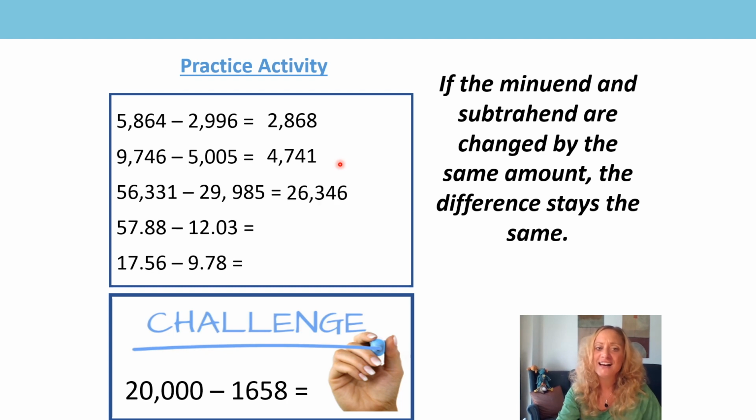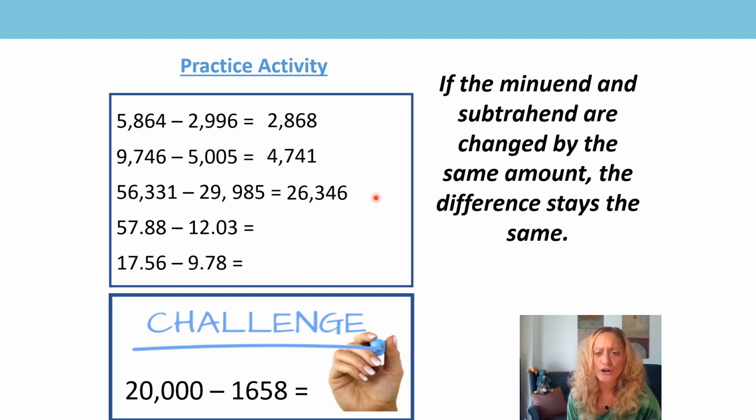What about the next one? Did you get 26,346? Well done. How did you do this one? What did you notice about the minuend and the subtrahend for this one? Yes, well done. So again, the subtrahend's close to a multiple of 10,000 this time, isn't it? What do I need to add on to that to make a multiple of 10,000? I need to add 15. Really well done. So if I add 15 to this, I get 30,000. And it's really easy to subtract 30,000, isn't it?